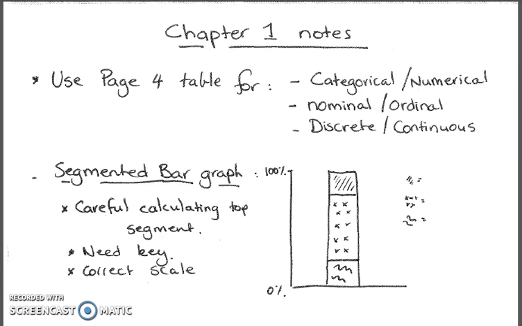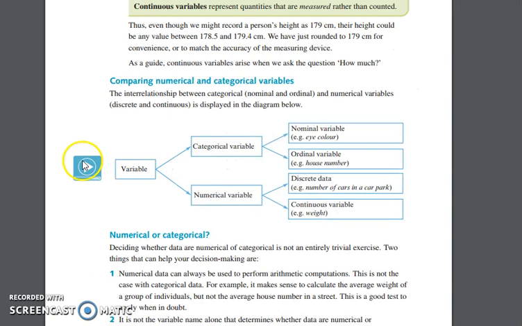The first part of Chapter 1 is talking about classifying data. We have categorical, numerical, nominal, ordinal, and discrete and continuous types of data. On page 4 of your textbook, it gives you all the breakdowns of what types of data these are.